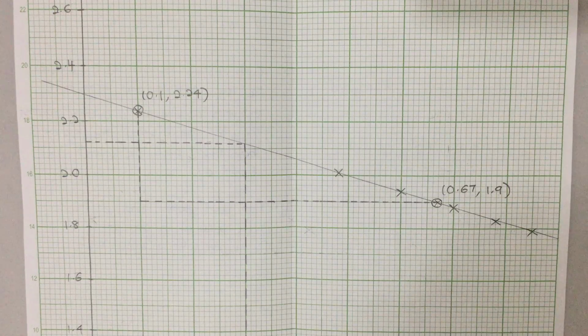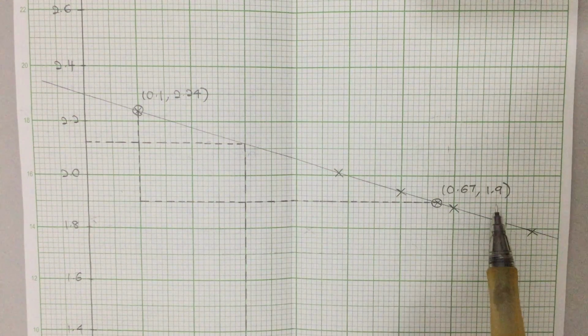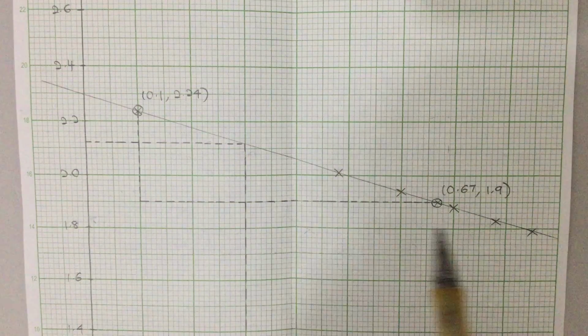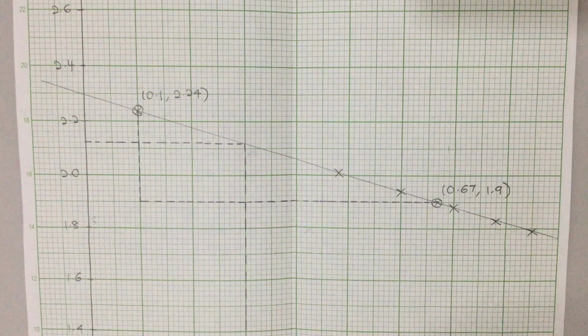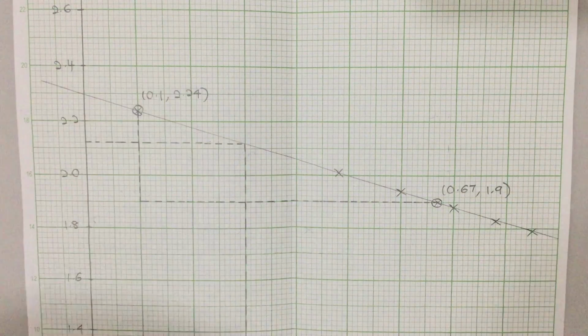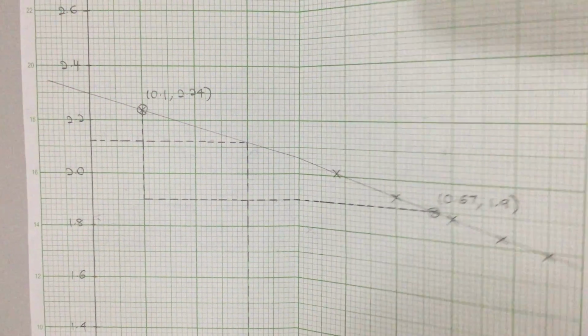Okay, the formula to find the gradient of the graph is actually very simple, guys. y2 minus y1, which is 2.24 minus 1.9, divided by x2 minus x1, which is 0.1 minus 0.67. Based on this graph, you can see that your slope is going in a downwards direction, so definitely you will get your gradient as a negative answer. Alright guys, let's go back to our explanation.